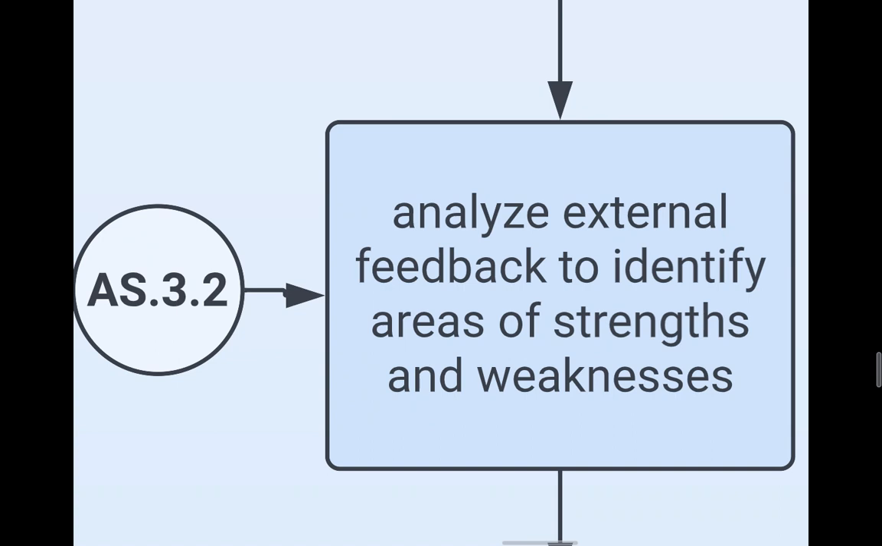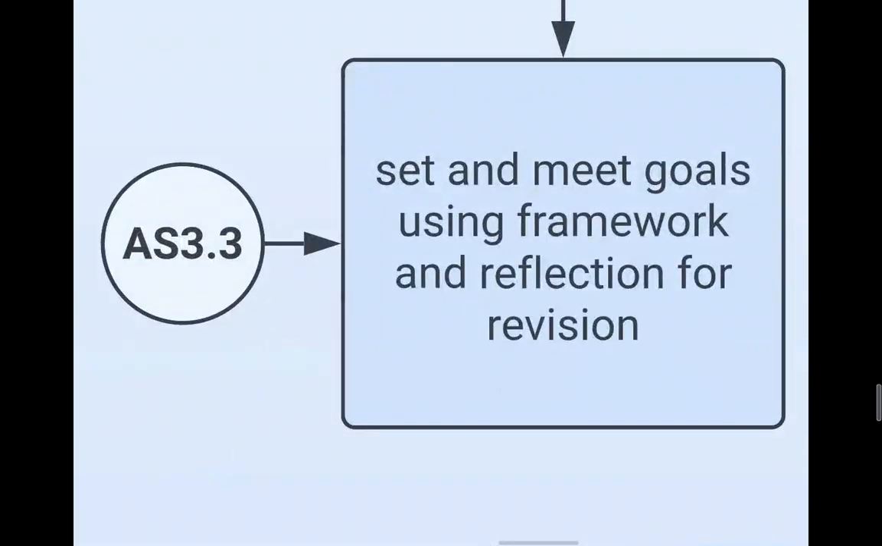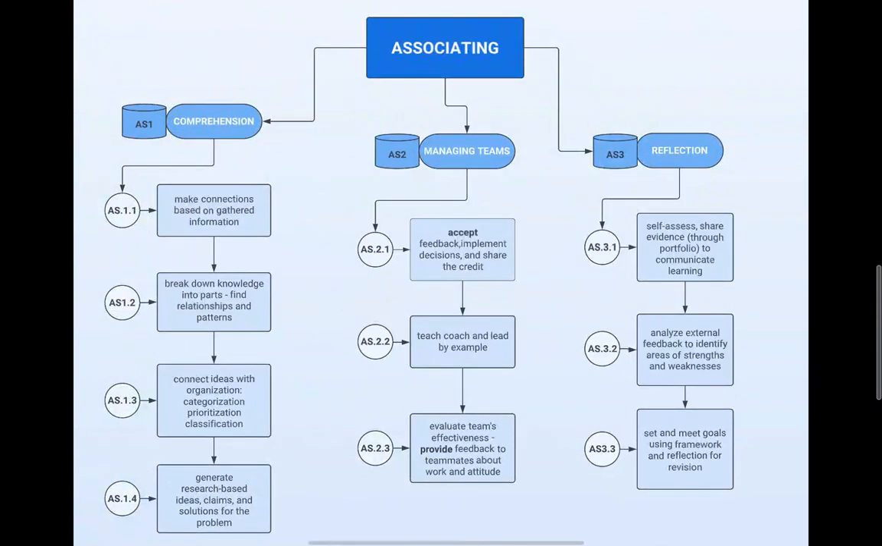A lot of the same tools used in the feedback for the managing teams focal point can also be used here. AS 3.3 says students can set and meet goals using framework and reflection for revision. There's a lot of activities in the design brief framework that pertain to this one. Ouch to aha would be one, but that is a quick look at the 10 competencies in the associating domain.